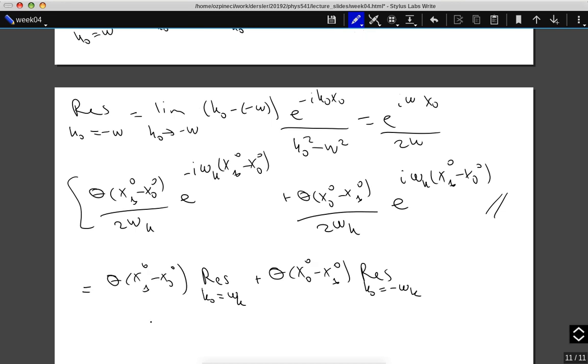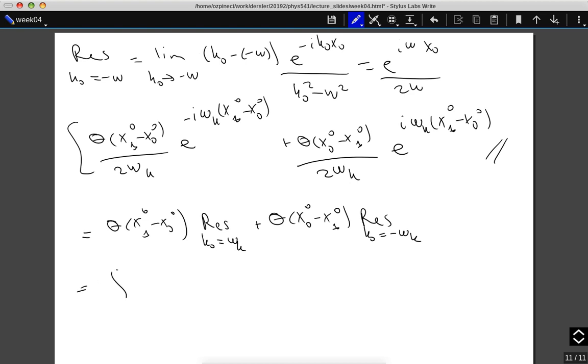Well, this essentially tells me that this is nothing but the integral dk0. Of course, I have to divide by 2 pi i, because the residue theorem tells me the result of the integral is 2 pi i times the sum of the residues inside my contour. e to the power i k0 (x1^0 minus x0^0) divided by k0 squared minus omega k squared.